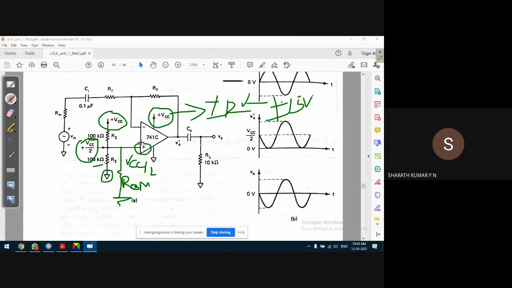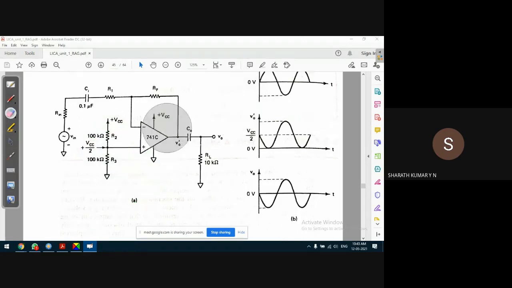So this non-inverting input terminal cannot be 0. It should be supplied with VCC by 2. Now what is the effect of this? If you had connected a resistor to ground, then the reference voltage is 0 volts normally. Now the reference voltage at the non-inverting input terminal is not 0. It is equal to VCC by 2. It's a DC, all this VCC is a DC component. So let us understand how the output is going to be affected.